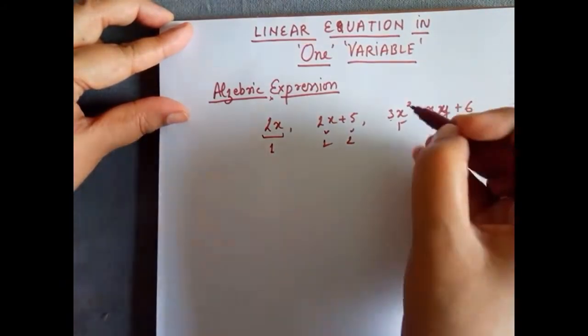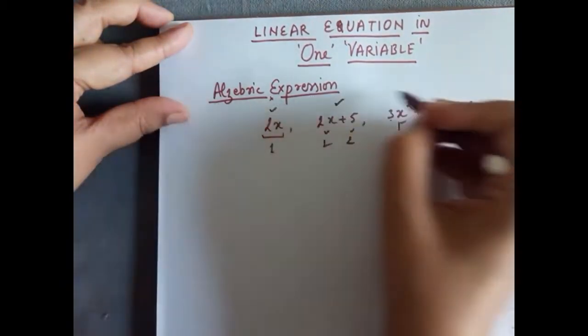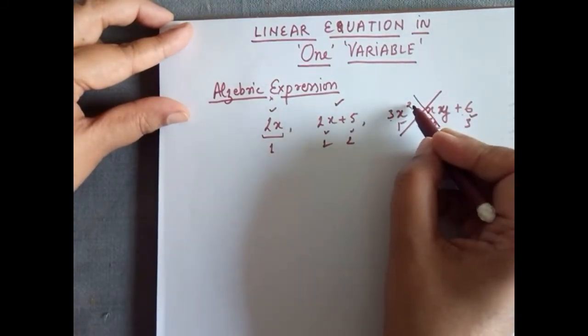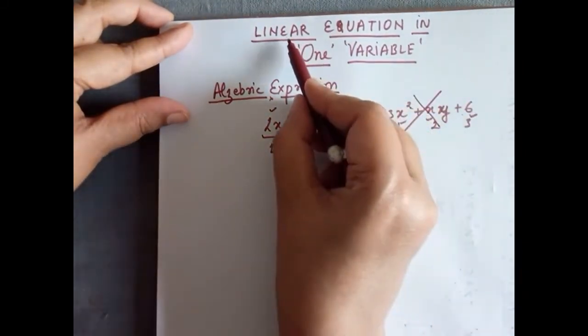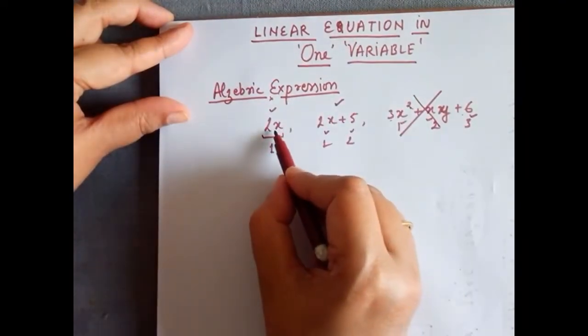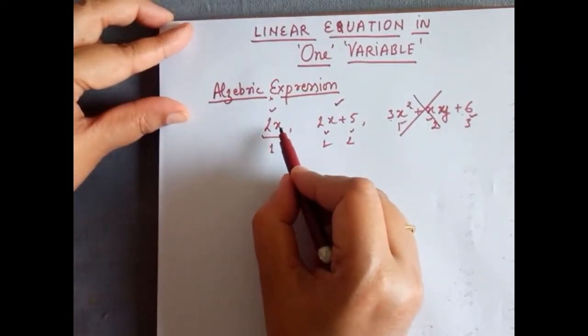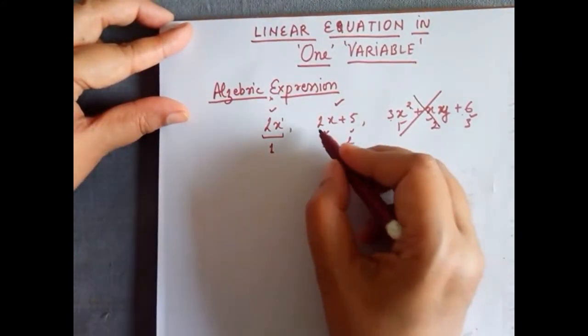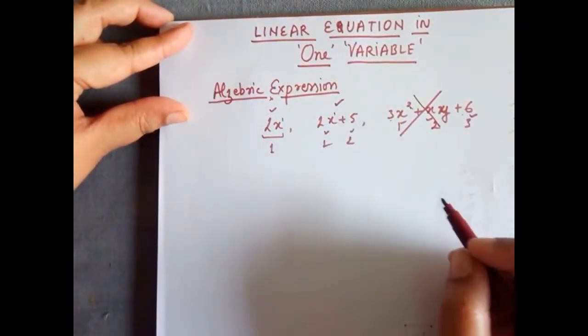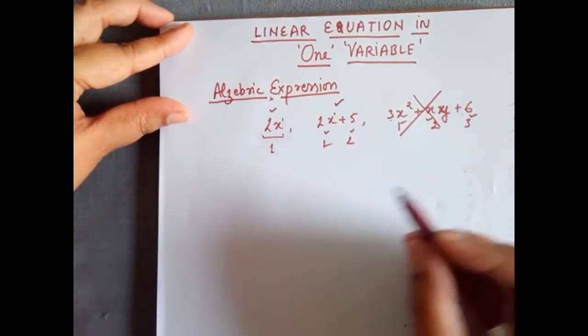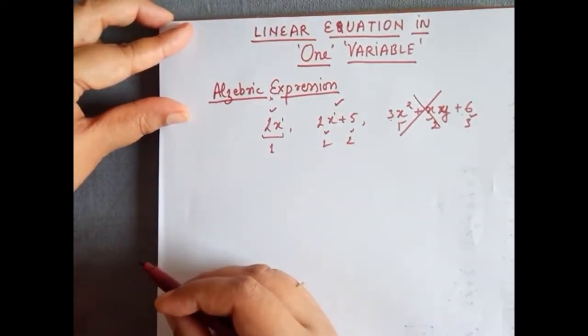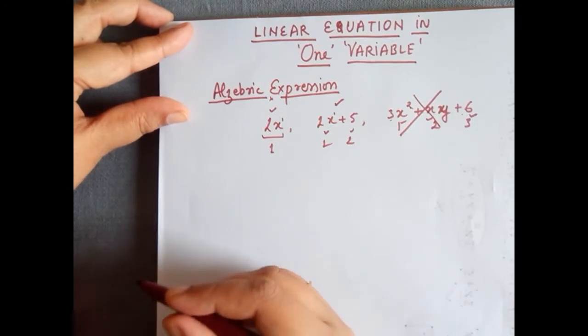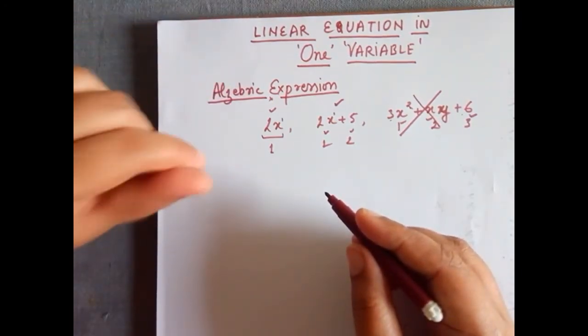So here we will talk about only this and not about this, because it has the maximum power 2, and linear equation means the power of the variable should not exceed 1. Here you have 2x, x to the power 1 we can say. Here also 2x, it means the power 1. So in this chapter we will learn only about x and y having power not more than 1, means 2x, 3x, 5y, 6y, like this. This is all about algebraic expression.